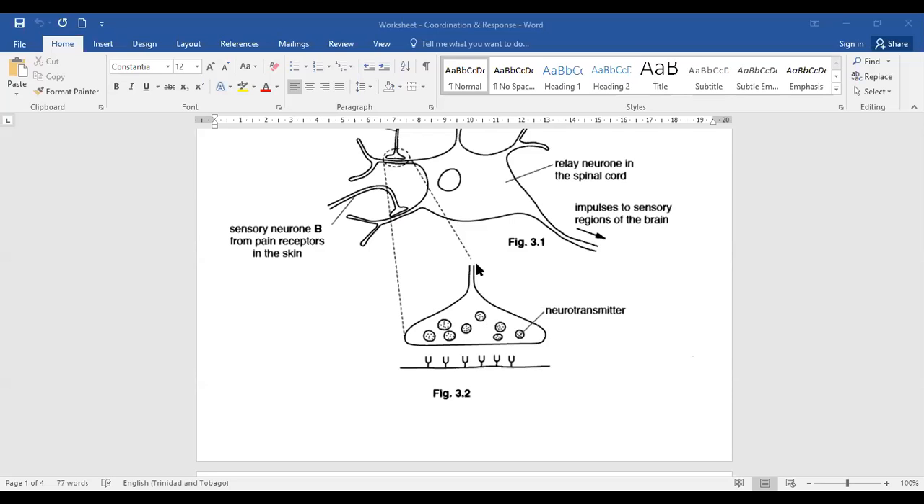Okay, and then what happens too is that the electric impulse here is kind of grounded off, so it wouldn't be able to go forward. So that's how these neurotransmitters come into play now. All right.